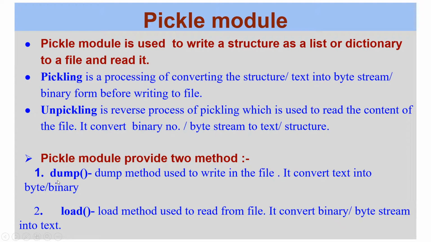This dump function takes two arguments. The first argument is the data that you want to write, and the second one is the file object, the binary file object, the object that is pointing to some binary file.